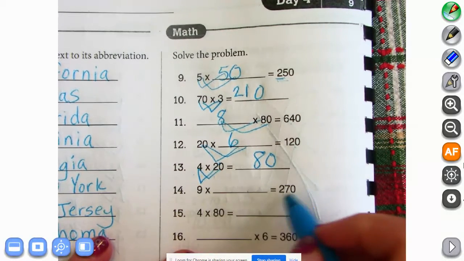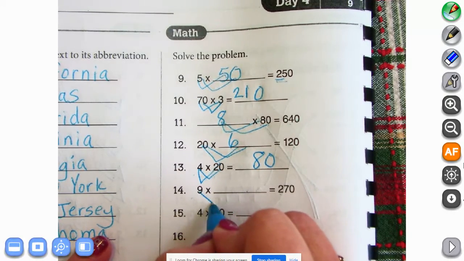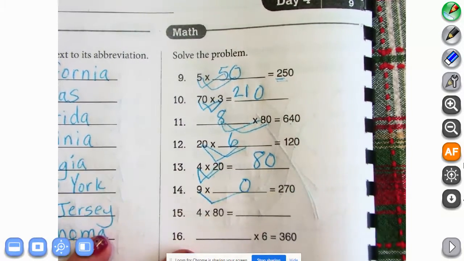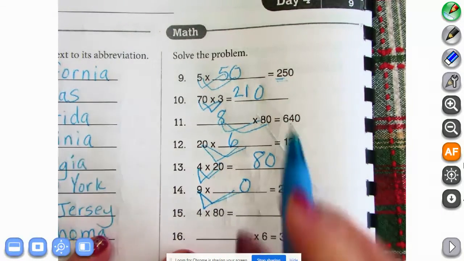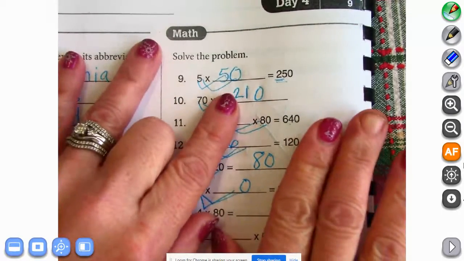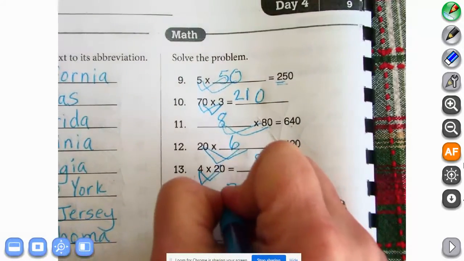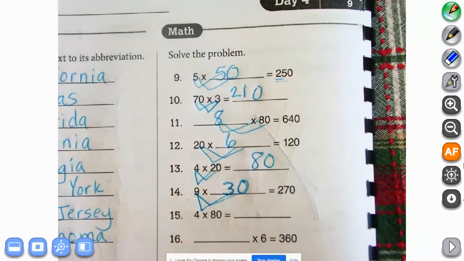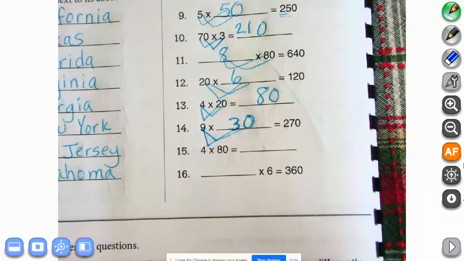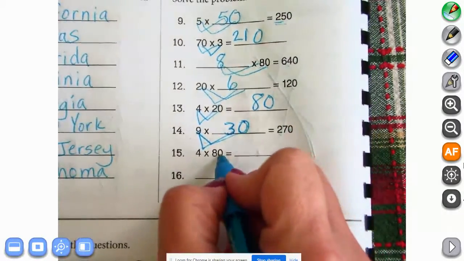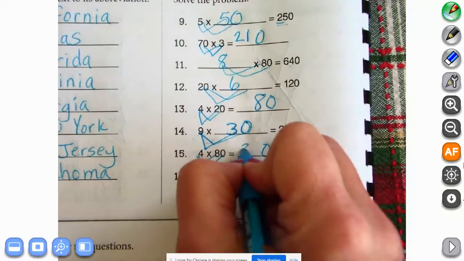9 times what will be 27? All right, so whatever it is, 9 times 0 will make 0, and 9 times what will make 27? We do 27 with our hand. Which one is down? Number 3, so it's 9 times 30. 0 times 9 is 0. 3 times 9 is 27. Okay, 0 times 4 is 0. And 8 times 4 is 32.